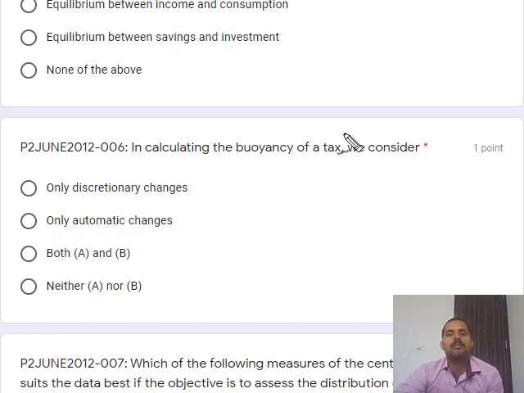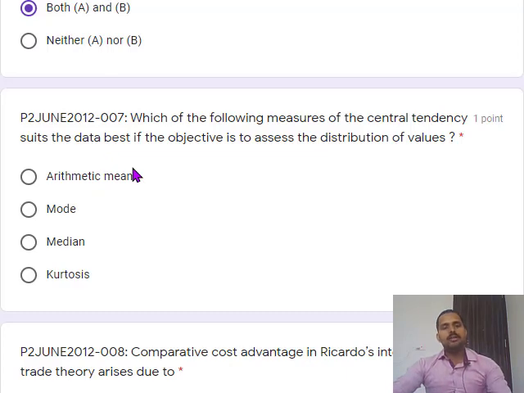So when calculating the buoyancy of taxes, we include all discretionary changes, that is, what a government intentionally takes to change the tax revenue, and the automatic changes which happen due to the increase in output and increase in economic activity. So our answer is both A and B. Question number 7 is a very easy question.